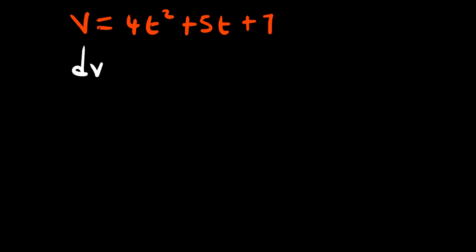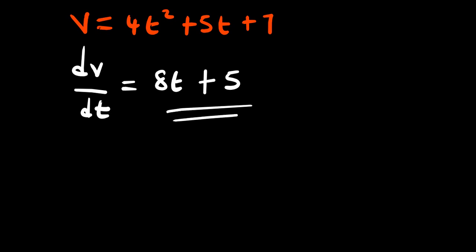Let's solve the last question just for illustration's sake. Let's say we have v is equal to, let's say, 4t squared plus 5t plus 7. What are you going to have? The way we are going to differentiate this one, you're going to say dv over dt will be equal to 8t plus 5. So that will be our answer, because you know that the constant gives us a 0.